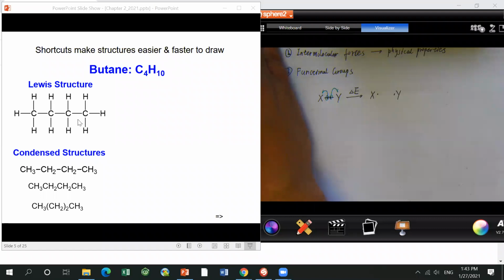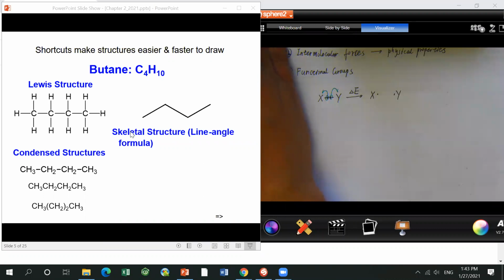Is there any other way we can draw organic molecules, even easier? The answer is yes. That's the line angle structure, which our textbook calls the skeletal structure. For butane, you just draw it this way.